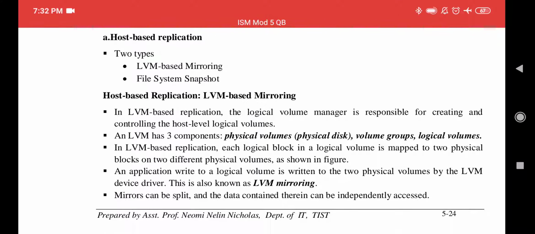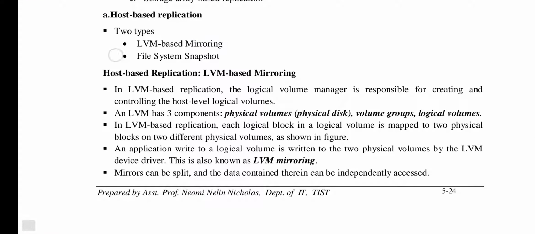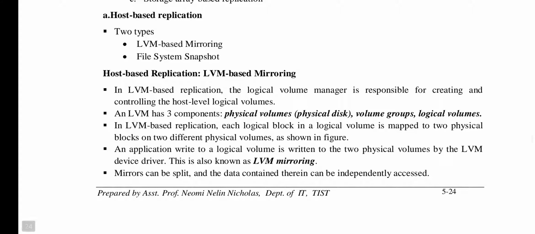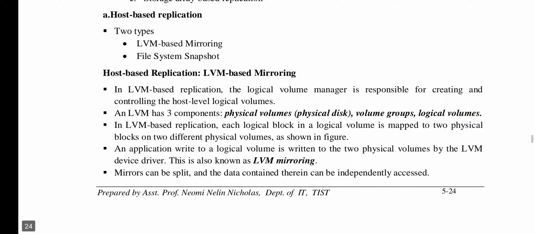So in host-based replication, there are mainly two types. This is for local replication. First is LVM-based mirroring, second is file system snapshot. First one, LVM. In LVM-based replication, you have the logical volume manager responsible for creating logical volumes. That is very clear to you from earlier. And LVM has three components: the physical volume, then the volume groups, and the corresponding logical volumes. So these are the physical, and this is the corresponding logical.